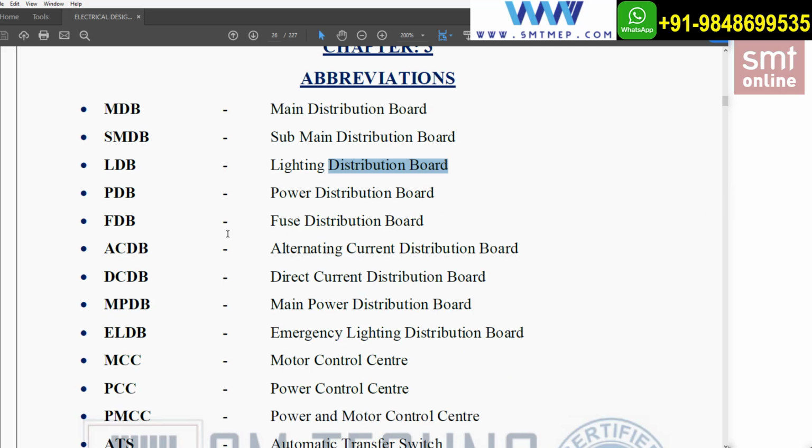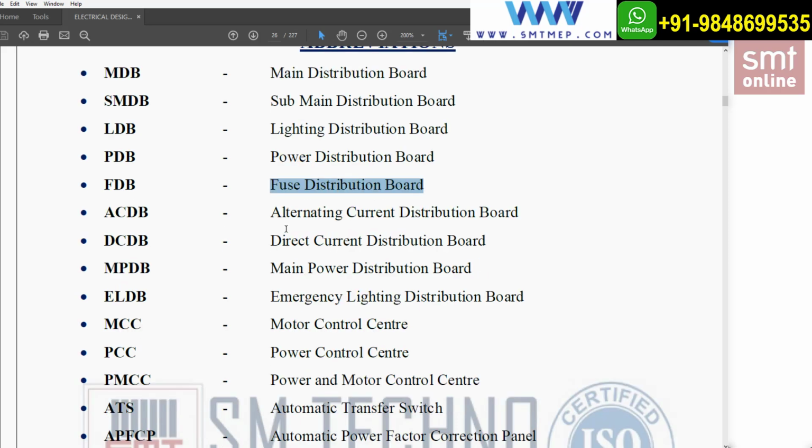Again, we are having fuse distribution board, but this is outdated. No one is going with respect to FDB. But if you are working for the maintenance projects, in that case, we have to go with respect to this concept also for the maintenance projects. Because almost like 10 years back, we used to go with fuses only. But now no one is going with fuses because the efficiency and the reliability is not high in the fuse.